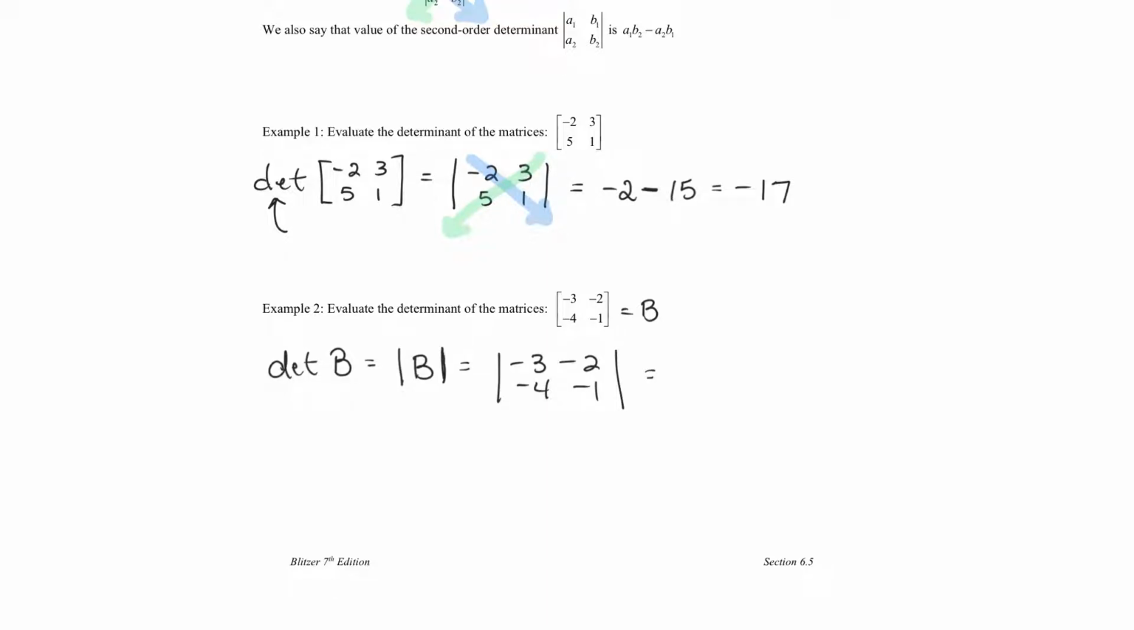And then I'm going to find my product going in this direction. That's going to be a positive 3, right? Minus, and then I'm going to find my product going the other direction, and negative 2 times negative 4 is positive 8. And 3 minus 8 is negative 5. So it's really not terribly difficult to find the determinant of a 2 by 2 square matrix.